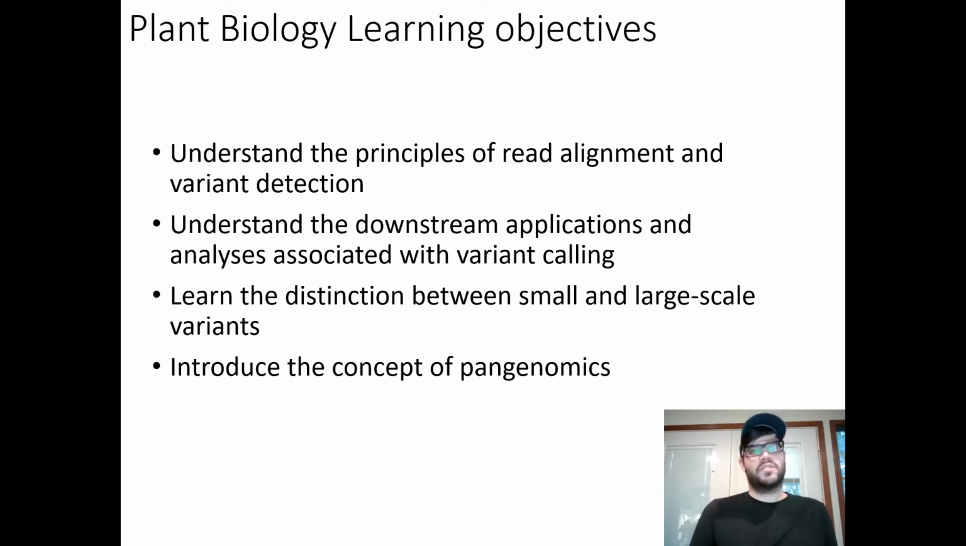We want to learn the distinction between small and large scale variants. Typically, maybe before 2018, most of the variants we would identify were going to be in the range of a single nucleotide or a couple base pairs. But now, with the decrease in cost and increase in quality of long-read data, we can identify all of the large-scale structural variants between individuals, and that's very powerful.